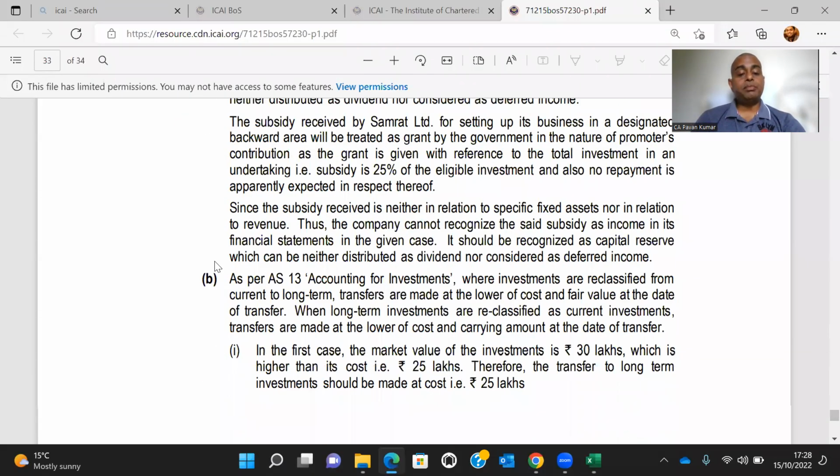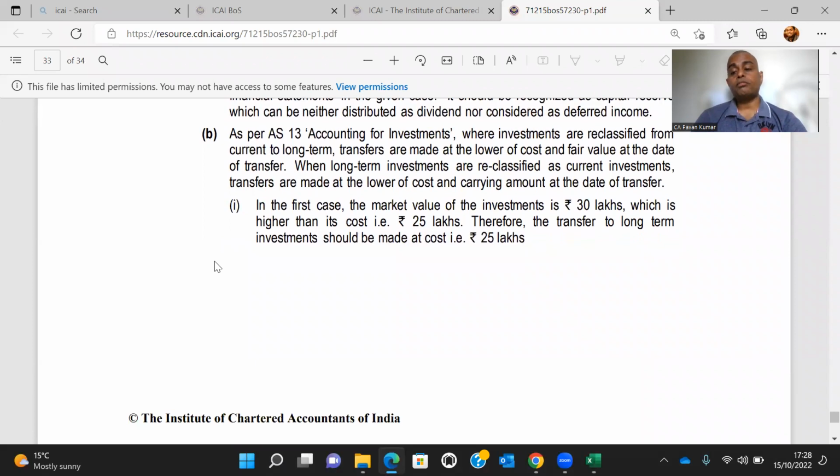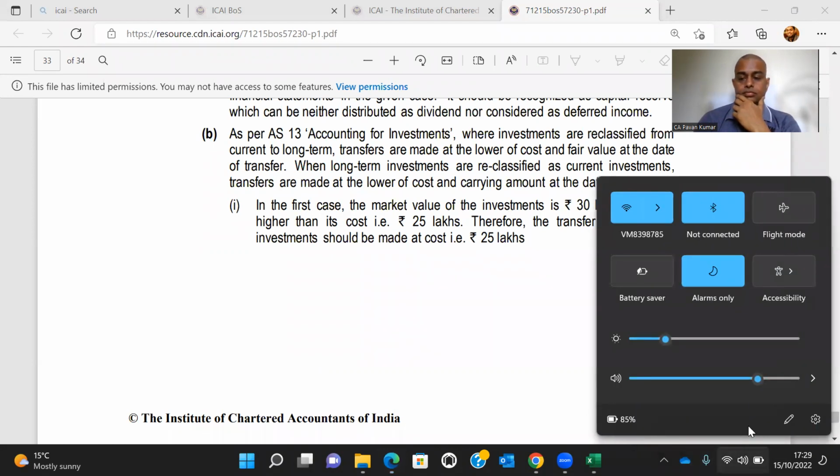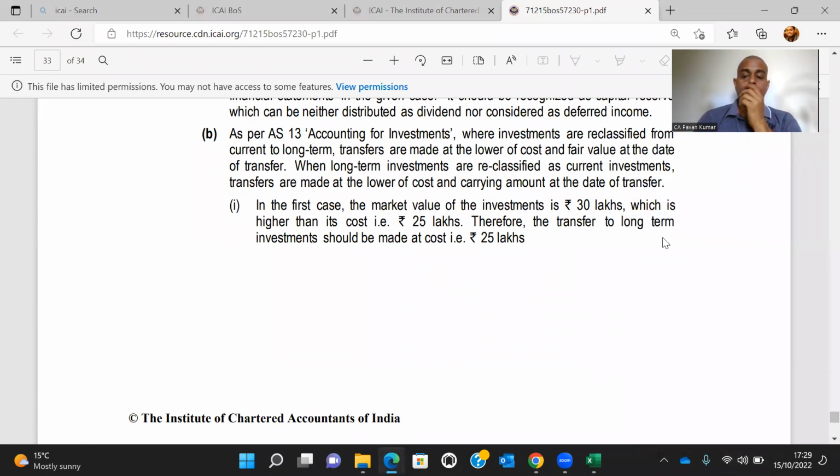So Kavi, can you read the answer, please? Yes, sir. As per AS 13, Accounting for Investments, where investments are reclassified from current to long term, transfers are made at the lower of cost and fair value at the date of transfer. When long-term investments are reclassified as current investments, transfers are made at the lower of cost and the carrying amount at the date of transfer. So do you understand these two lines? I have explained you in detail.